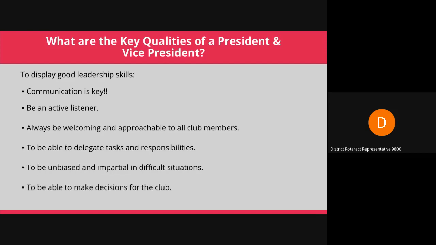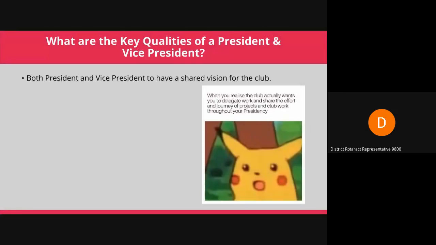And there will be times where you'll need to make decisions for the club. Both the president and the vice president should work together to make these decisions, and you'll need to be unbiased and impartial in difficult situations. So both of you will need to also have a shared vision. More than likely, the vice president will become the president of the club in the next year. So if you do have a shared vision, this will help you further develop the club in the future. Your club members will look up to you as a leader, and if you are not motivated, the members will notice, and this could cause members to also lose interest as well.